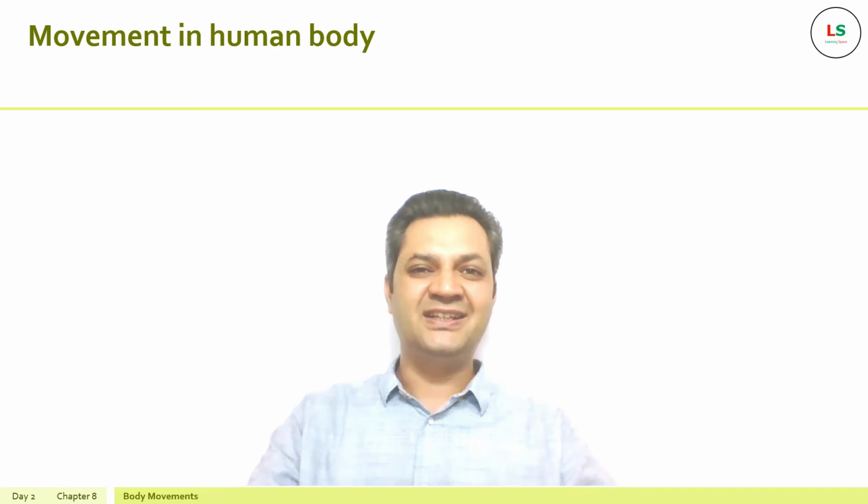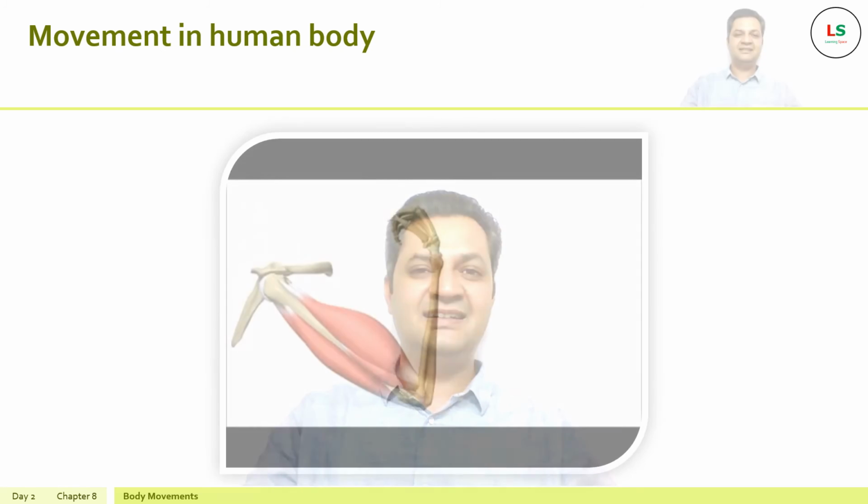Movement in human body. Bones cannot move on their own. The muscles pull them. Bones and muscles thus work together to produce movement in the body. We know well about the bones, but muscles are tissues which contract and relax to cause movement.